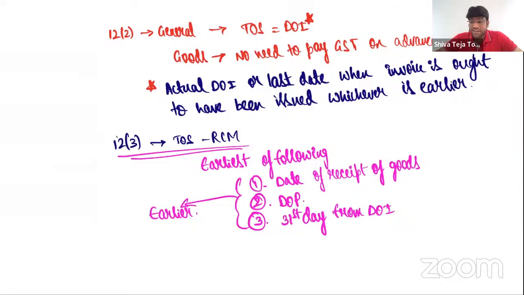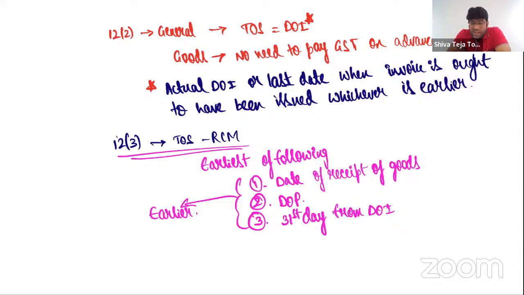Getting clarity, friends? This is the time of supply for goods covered under RCM: earliest of the following dates. So I repeat, 12.2 is the general rule, which says time of supply is the date of invoice. What is the date of invoice? The actual date of invoice or the last day when invoices ought to have been issued, whichever is earlier. And for goods covered under RCM, the date of receipt of goods, date of payment, or 31st day from the date of invoice, whichever is earlier.